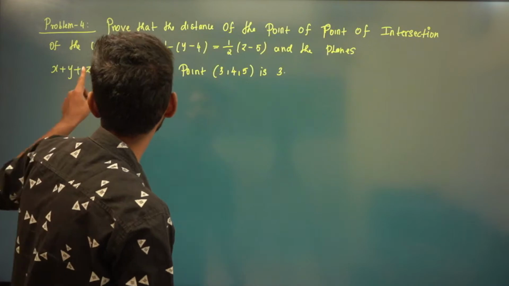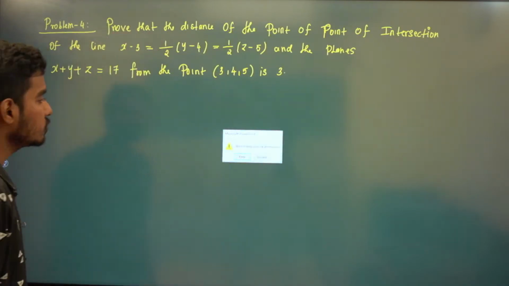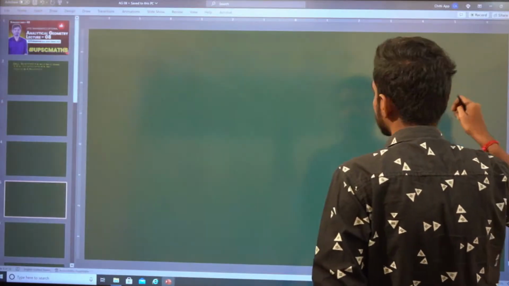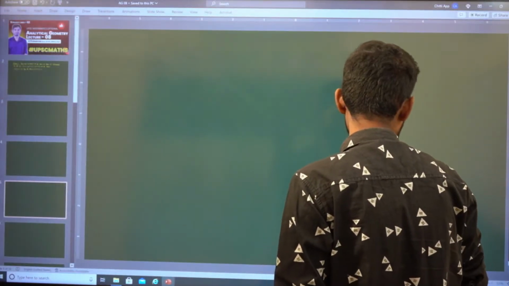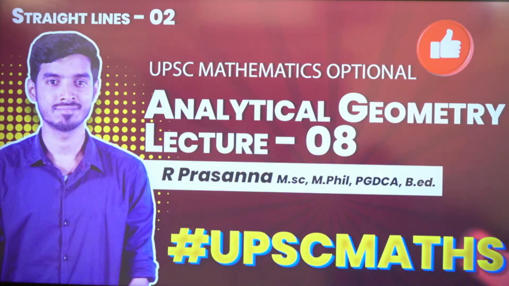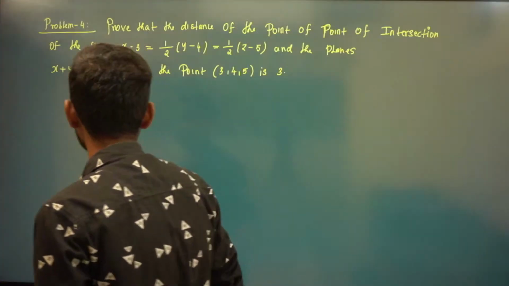We need to continue with the fourth problem. So make sure that you have watched all the previous classes, because the direction ratio and direction cosine concepts are very important. This is lecture number 8. If you haven't watched all the previous classes, that is lecture number 1 to lecture number 7, go through all that. Okay, so we'll start with the fourth problem.